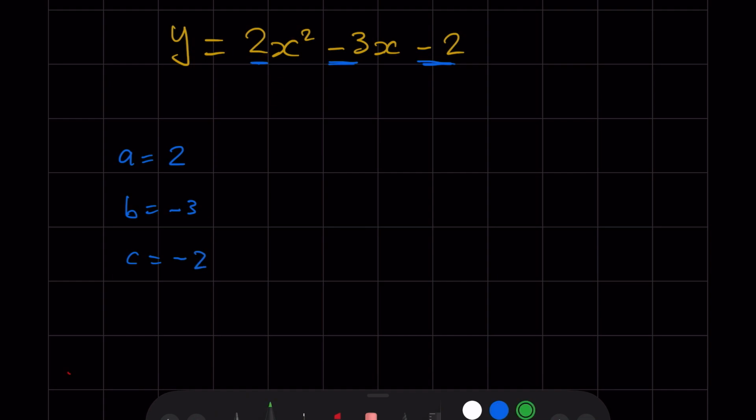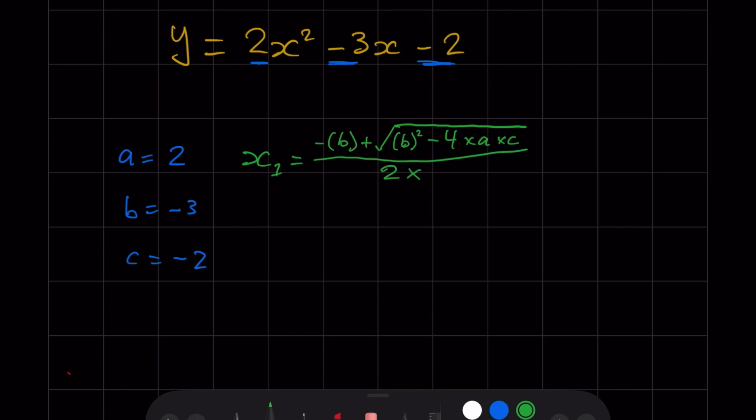Now that I have those, I can write my formula. So x1 equals negative b plus the square root of b squared minus 4 times a times c over 2 times a. And now we can fill that in with our values that we have in blue on the left.